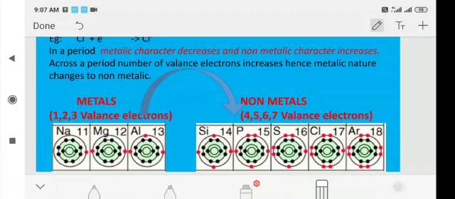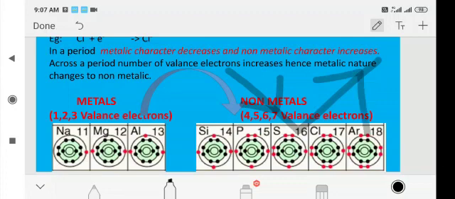Suppose somebody asks you which is the most metallic and most non-metallic element. Very simple, children, just remember this figure in your mind, a V, and as you move ahead along this V, metallic character decreases and non-metallic character increases.